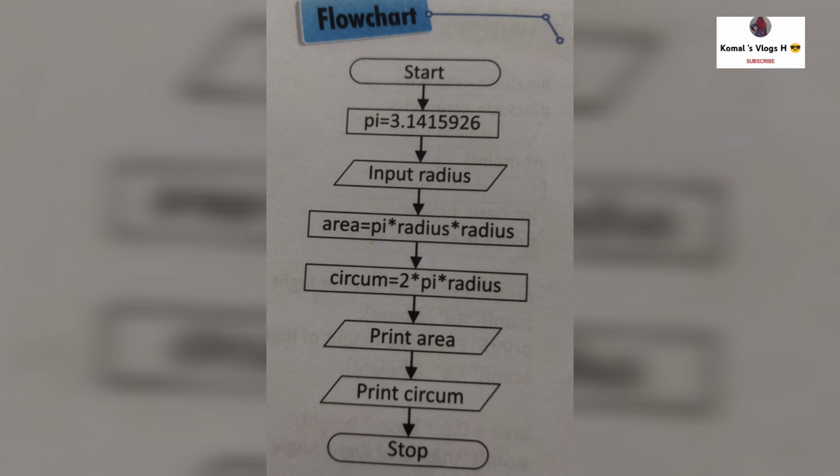Now there is the flowchart of practical number 5. These are very simple programs. Here we have just used the parallelogram for input, rectangle for processing, then parallelogram for output, and oval shapes for start and stop. I hope this explanation is very helpful, and it's very easy.